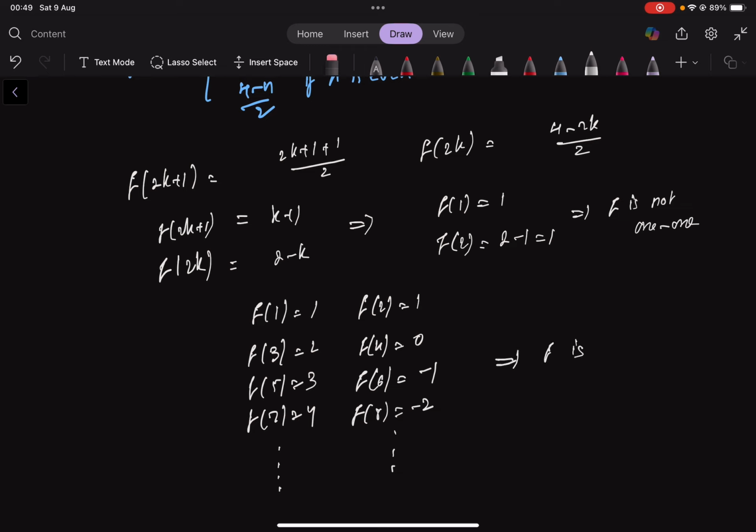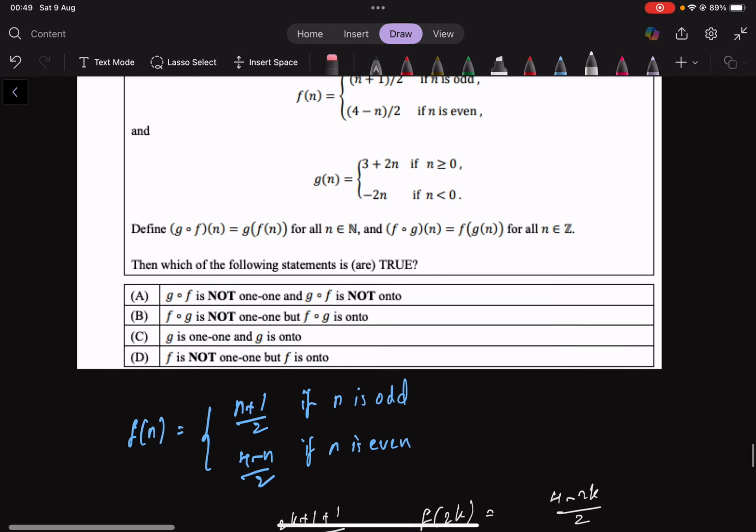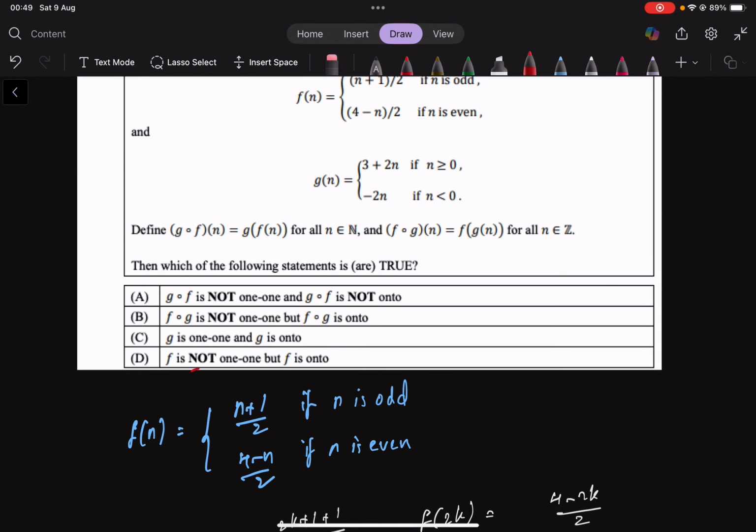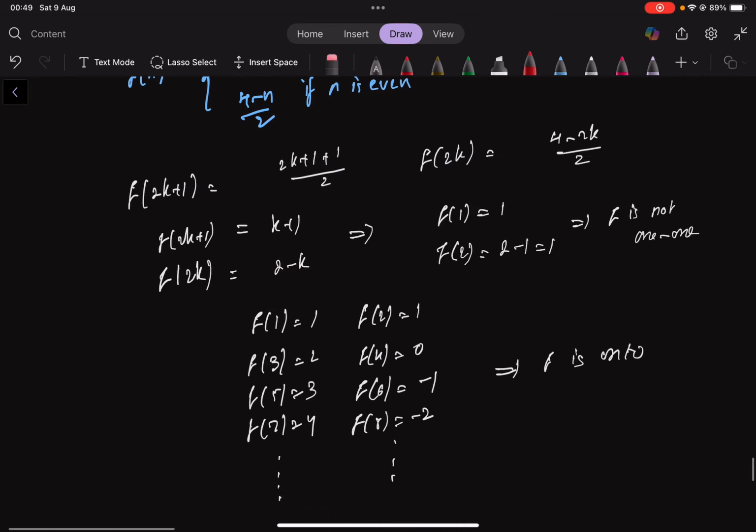So that means f is not one-one. That means f is many-one, but f is onto. So that's the nature of f of x. If we consider the fourth option, they are saying f is not one-one, which is correct, but f is onto. Yes, the statement is correct.